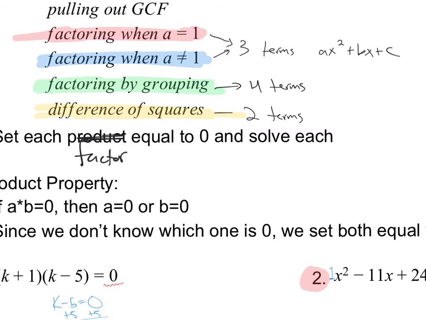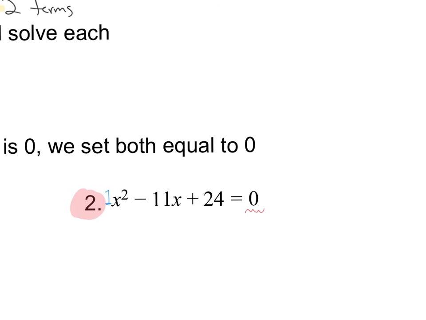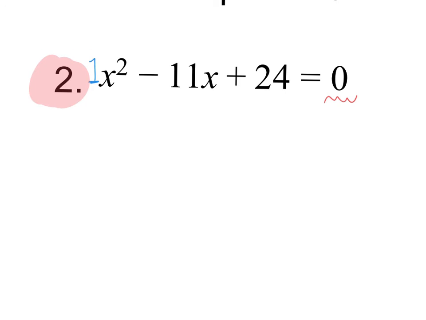So as a refresher, when we go to factor and our a value is equal to 1, all we're going to do is use our x method. So we're going to set up our x method by, remember, taking A times C up top, B down below, then looking for factors of the top number that add up to the bottom number. So 1 times 24 gives us 24 up top and negative 11 down below.